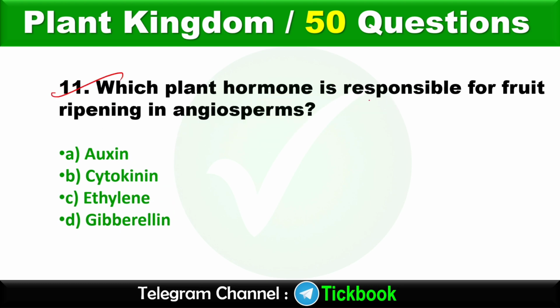11. Which plant hormone is responsible for fruit ripening in angiosperms? Easy question. Option number C is the right answer, ethylene.